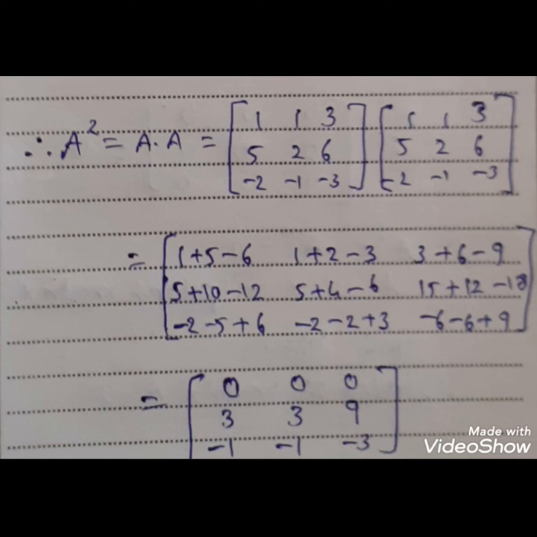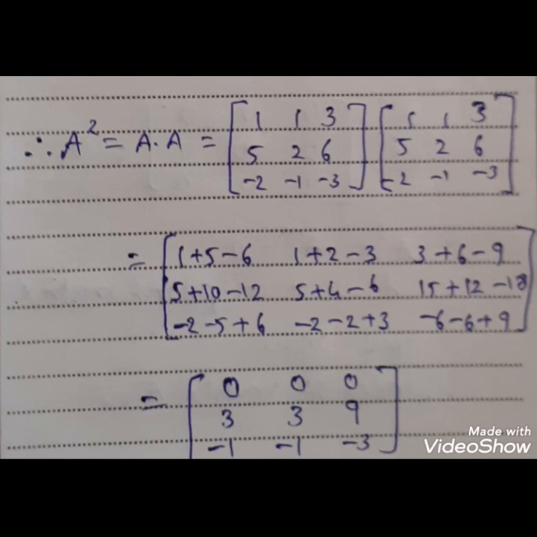Now we take the multiplication for the second row. If we multiply the second row with the first column, we get the first element of the second row. Second row multiplied with the second column gives the second element of the second row, and second row multiplied with the third column gives the third element of the second row. So now let us discuss the elements of the second row.